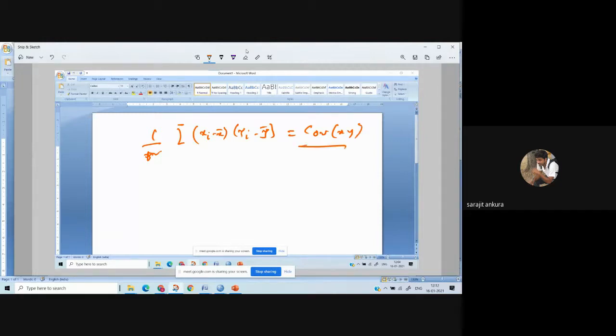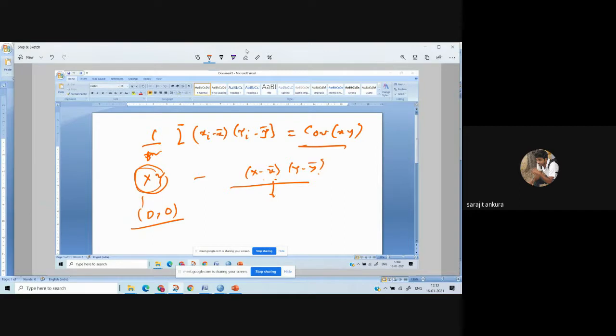So naturally we can define the covariance of xy in a different way. The covariance of xy is nothing but the transformation from the xy plane to the x minus x bar into y minus y bar plane. So what is the meaning? In the xy plane, the origin is 0, 0. In this plane, the origin is x bar and y bar. So covariance is nothing but the transformation from the xy plane to the x minus x bar, y minus y bar plane. So what is the advantage?